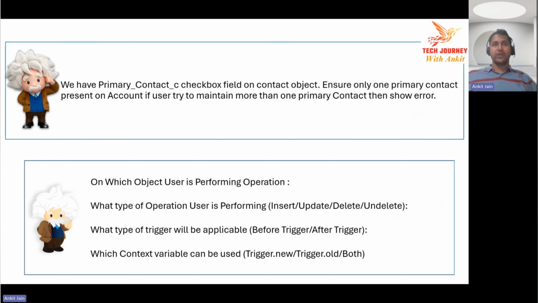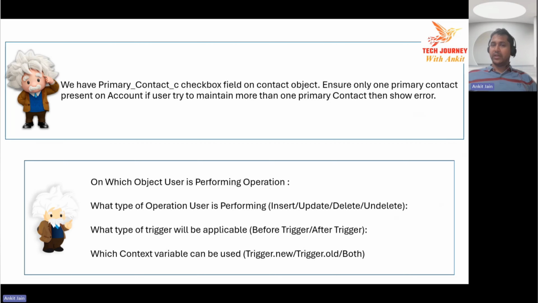The very first question we have to answer: on which object is the user performing the operation? If you are not clear, you can always rewrite the problem statement based on your understanding in the interview. Based on that, first try to answer these 4 questions, because they will help you decide what events you will be using in your trigger. So the first question, what object is the user performing the operation on? Based on this problem statement, the user will be creating or maintaining the new contact. Right here, they are talking about maintenance. They have not explicitly mentioned whether it is insertion or updation.